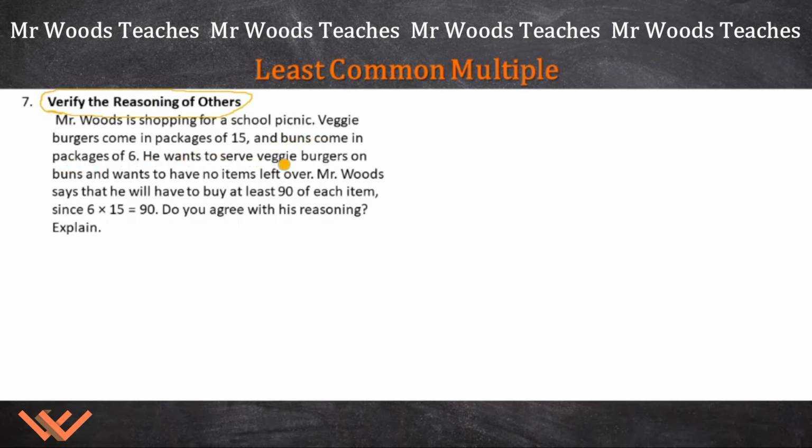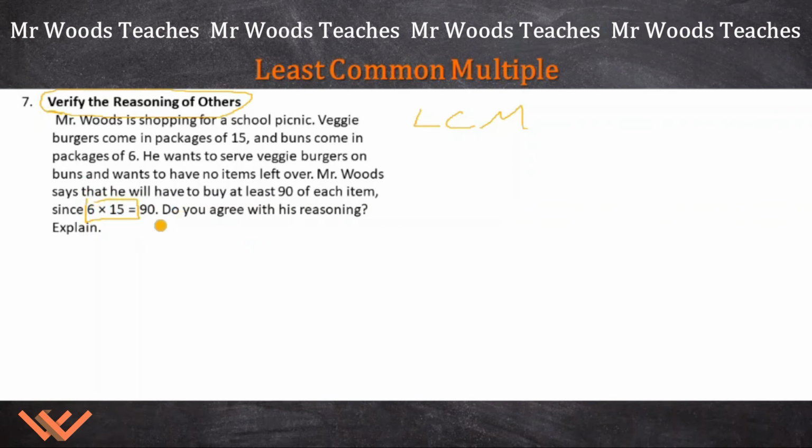He wants to serve veggie burgers on buns and wants to have no items left over. Mr. Woods says that he will have to buy at least 90 of each item since 6 times 15 is equal to 90. Do you agree with this reasoning? Explain. I don't. The reason is because we're looking for the least common multiple, and all he did was factor it out here. So 6 times 15 is equal to 90.